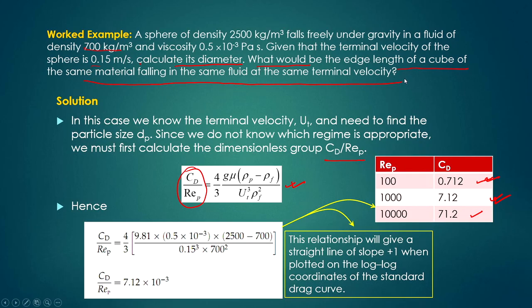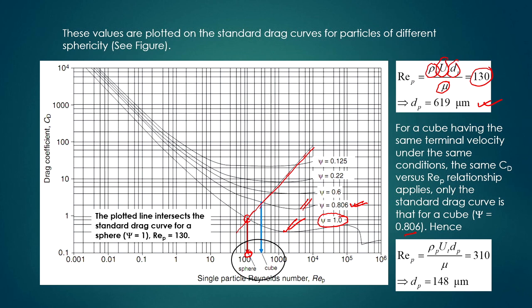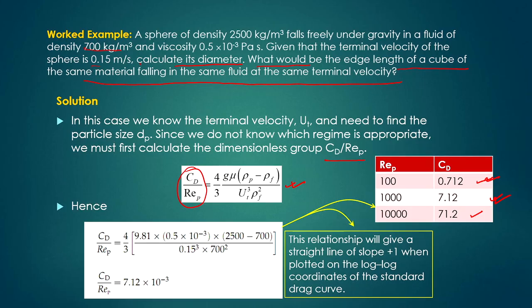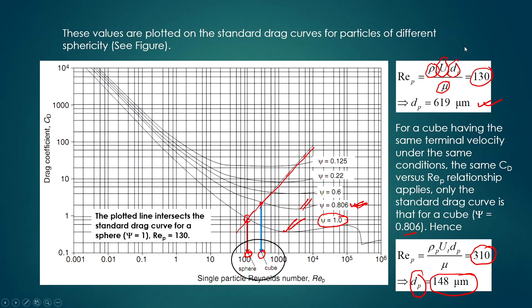So, in this case, for this cuboidal substance, the intersection point is here, and for this cube the respective REP value is 310. From this 310, the dp value will be equal to 148, since the other parameters are known to you. So, at this condition, the edge length of that cube is basically that dp value to be found. So, it will be 148.